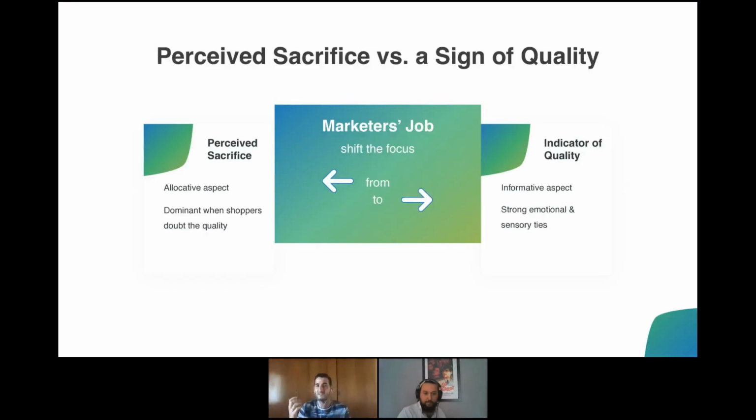Basically, like I said, it's actually a balance, and the job of marketers is to shift the focus from the sacrifice part, which is not really super fun. So it's about changing that understanding of sacrifice towards an indication of quality, because I don't know, it's the more marketing-friendly aspect.